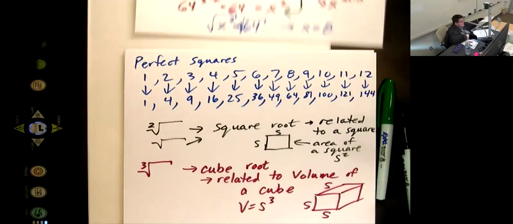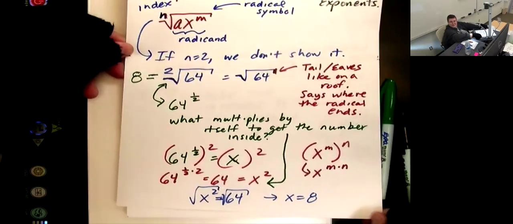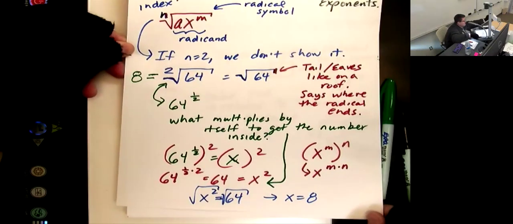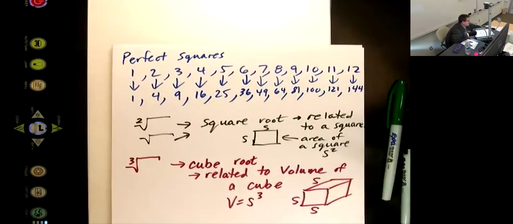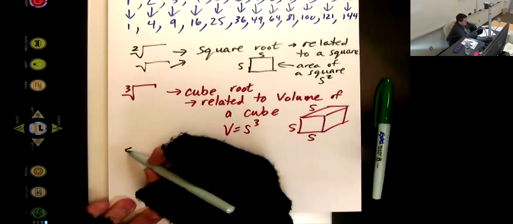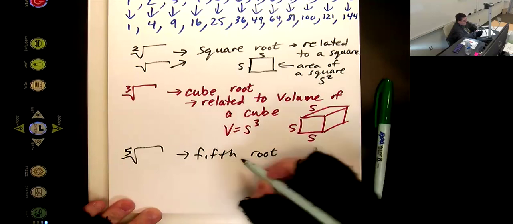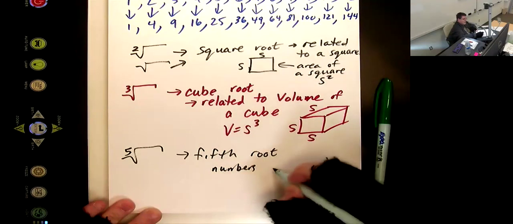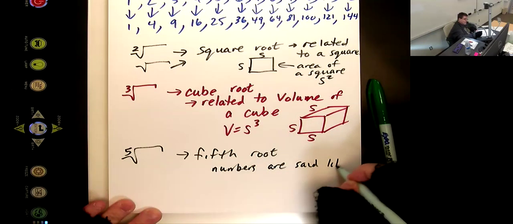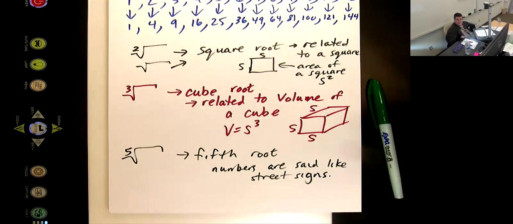For those of you that missed the first part and are watching on video, that's the first page. Pause it, write it down. There's a second page, pause it, write it down, and then you're caught up. After that, the index, whatever that number is, say it's the fifth root, we start using kind of like street signs. The numbers are treated like street signs. Fifth Avenue, fifth root.